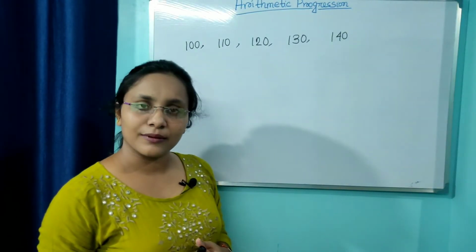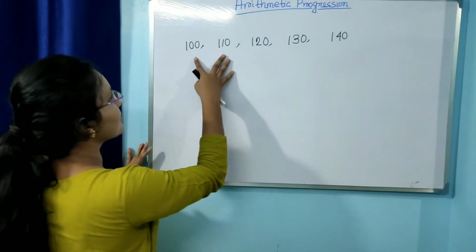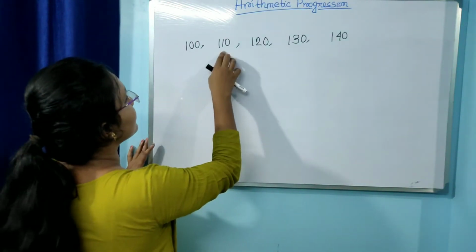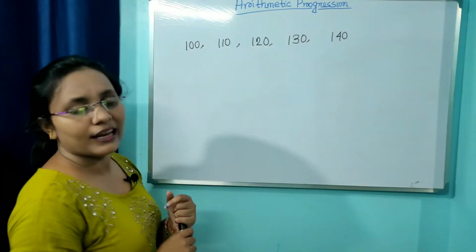Now you all know the arithmetic progression. This is an arithmetic progression because the difference is the same. Here the difference is 10, here also 10, here also 130 minus 120, 10. So this is an arithmetic progression.